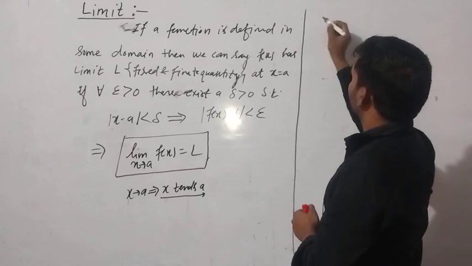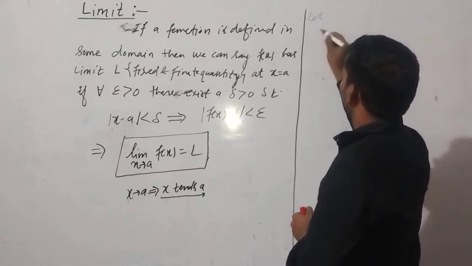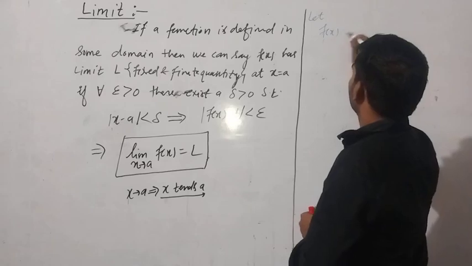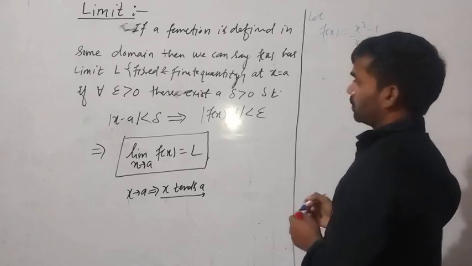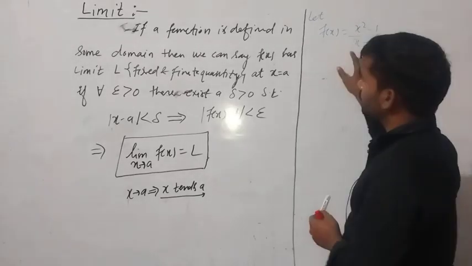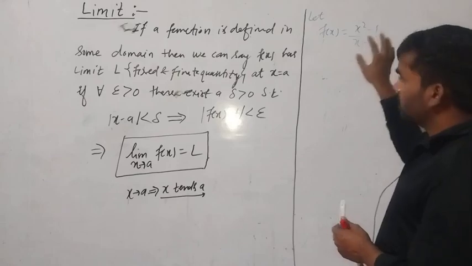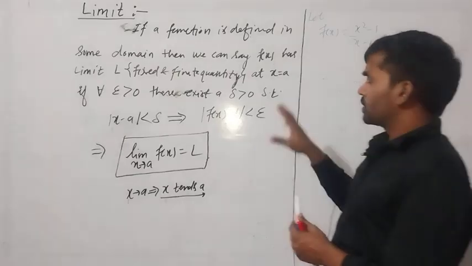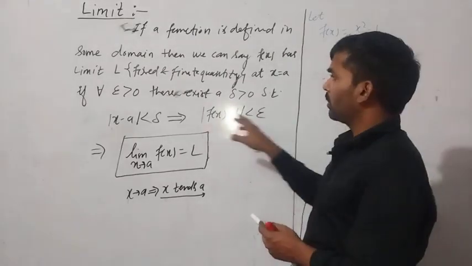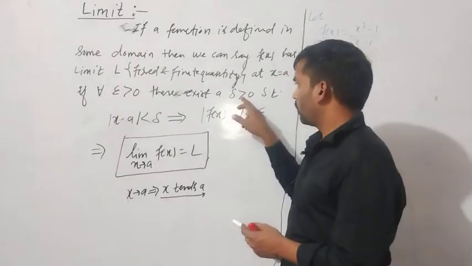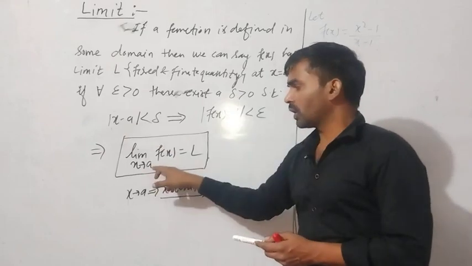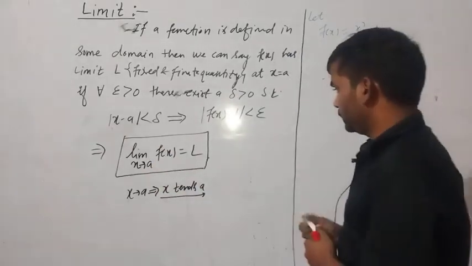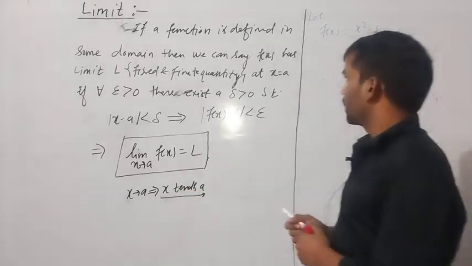Okay, so let f(x) is equal to x square minus 1 upon x minus 1. Okay, so this is the function. So with the help of this example we can see the literal meaning of all the things written here. What is delta, what is epsilon, and how we can calculate this. Okay, what is the meaning of x tends to a?